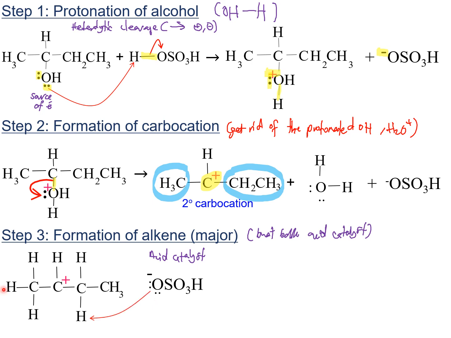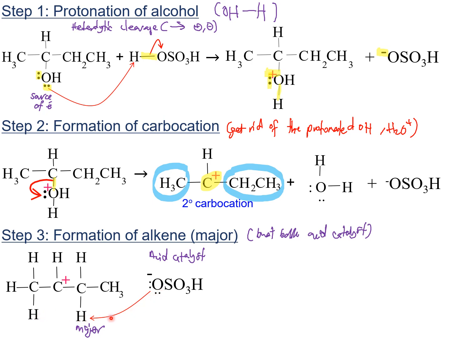Macam mana dia nak reclaim dia punya hydrogen? Okay, so dia ambil lah this hydrogen. Kat sini ada competition. Kalau ambil this hydrogen, dia akan form minor product. Kalau ambil this hydrogen, dia akan form major product. So kita akan ambil hydrogen yang di mana dia akan form major product. Okay, so we are going to take this hydrogen instead of this hydrogen. Okay, so kena ambil hydrogen ni. Jangan ambil hydrogen ni. Kalau you ambil hydrogen ni, you akan form minor product. So you need to take this hydrogen.